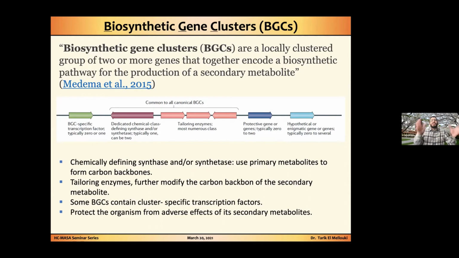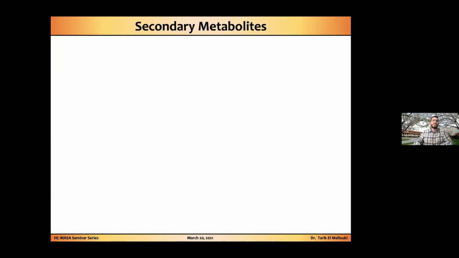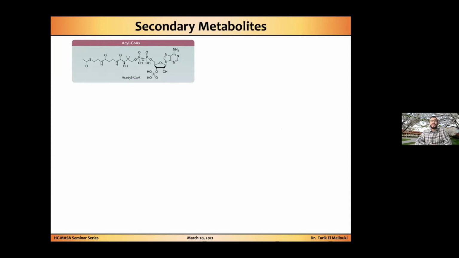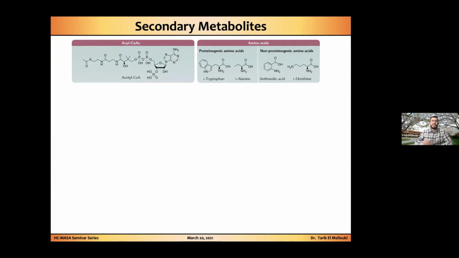Right, let's see. So what are the different classes of secondary metabolites produced by BGCs? In general, and this is not exhaustive, they can either be derived from acetyl-CoA or they can be derived from amino acids. Those that are derived from acetyl-CoA can be polyketides, such as lovastatin. And you probably know this is a cholesterol-lowering drug that is being used extensively in the biopharmaceutical industry.